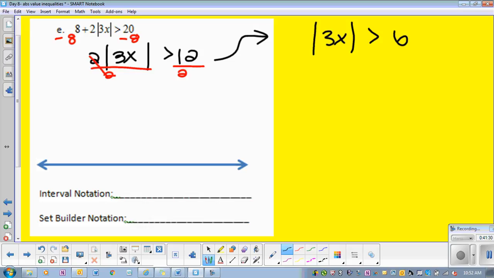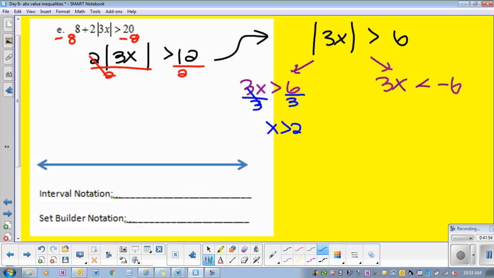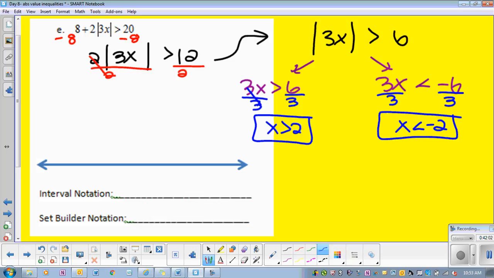And then here, I need to drop the bars and write it twice. So 3x is greater than 6, and 3x is less than negative 6. Divided by 3. X is greater than 2. Divided by 3. X is less than negative 2. All right. Is this an and or an or? Or? Good. Sabrina has got this.